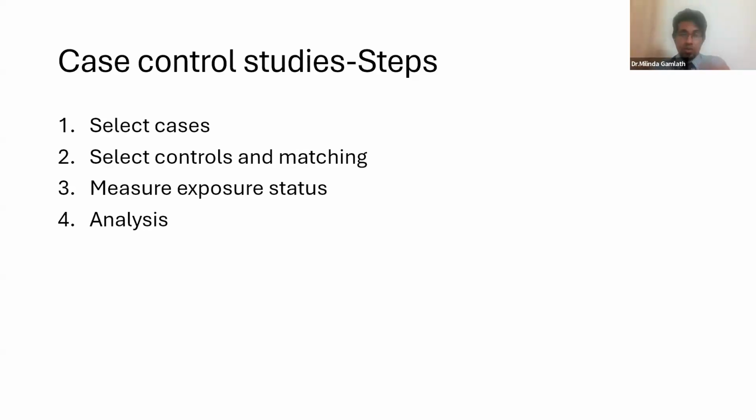There are a few steps of doing a case control study, so we will briefly go through these as well. First of all, you have to choose your cases. Next, you have to choose your controls. And then there's something called matching. Then you will go back and measure the exposure status. You look at the smoking status and then you analyze.